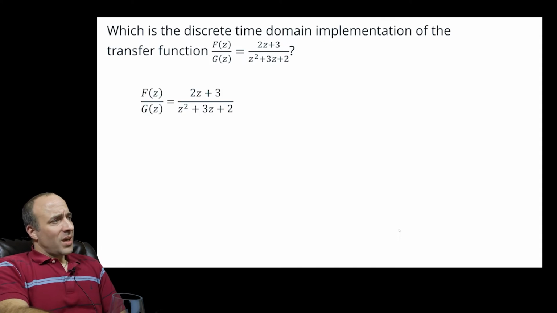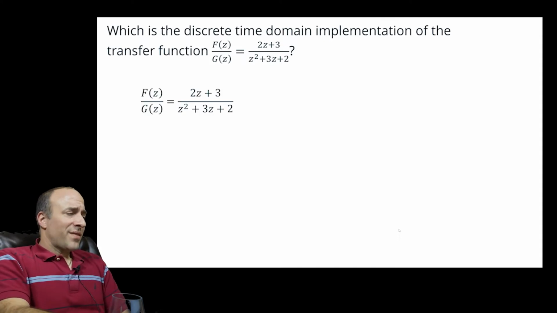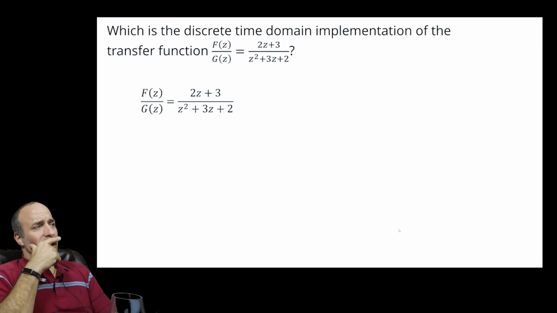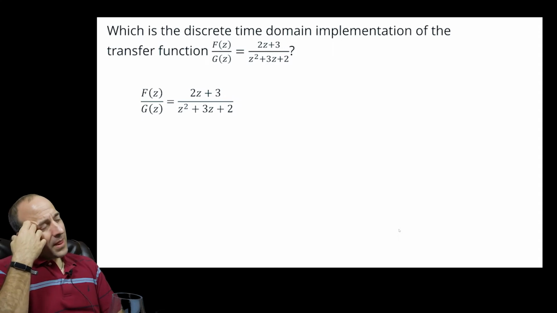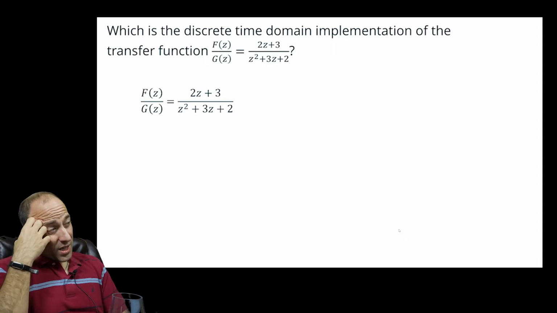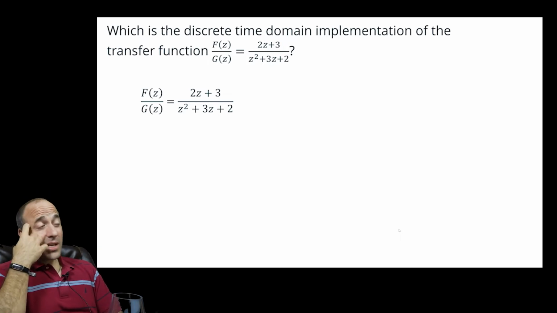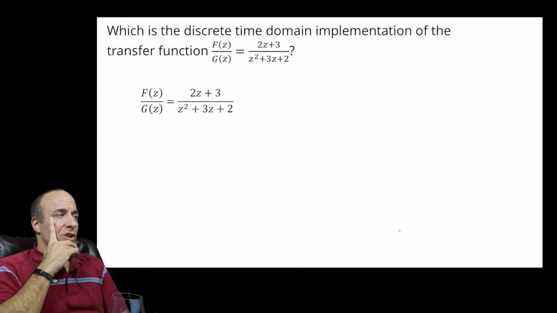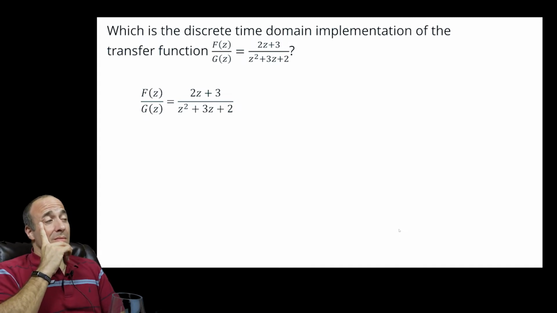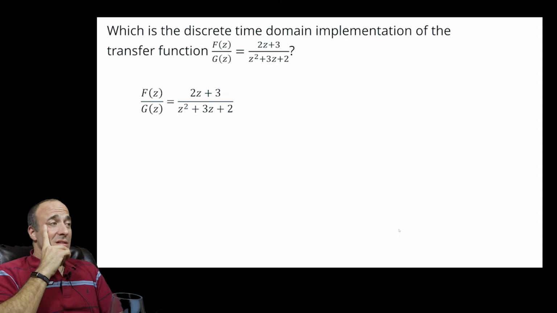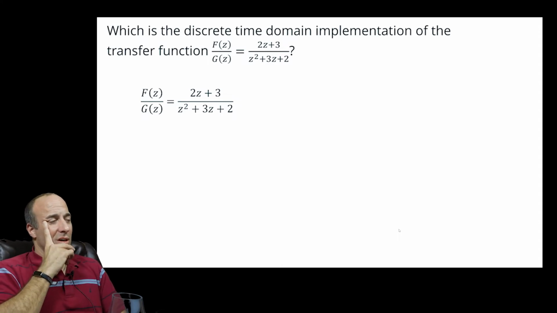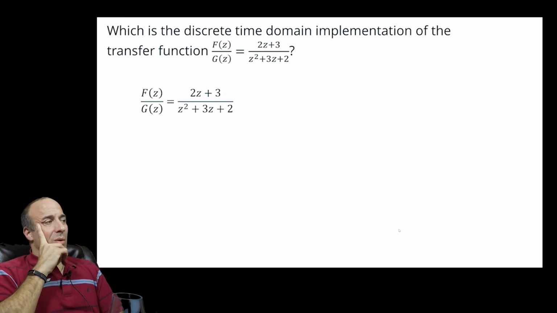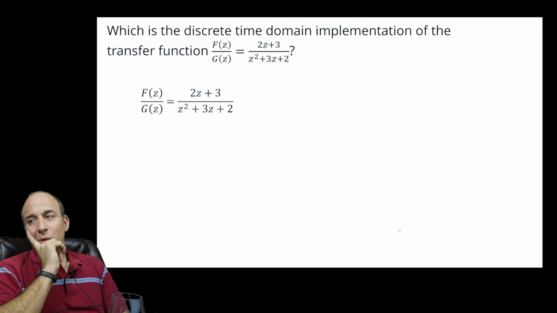So the objective here is we have to get... Now remember, f is the output and g is the input. So you need f of z on the left side of the equation, and on the right side of the equation we want to have our g of z's, but we can also have some f of z's, sorry. We can have some f of z's on the right-hand side.